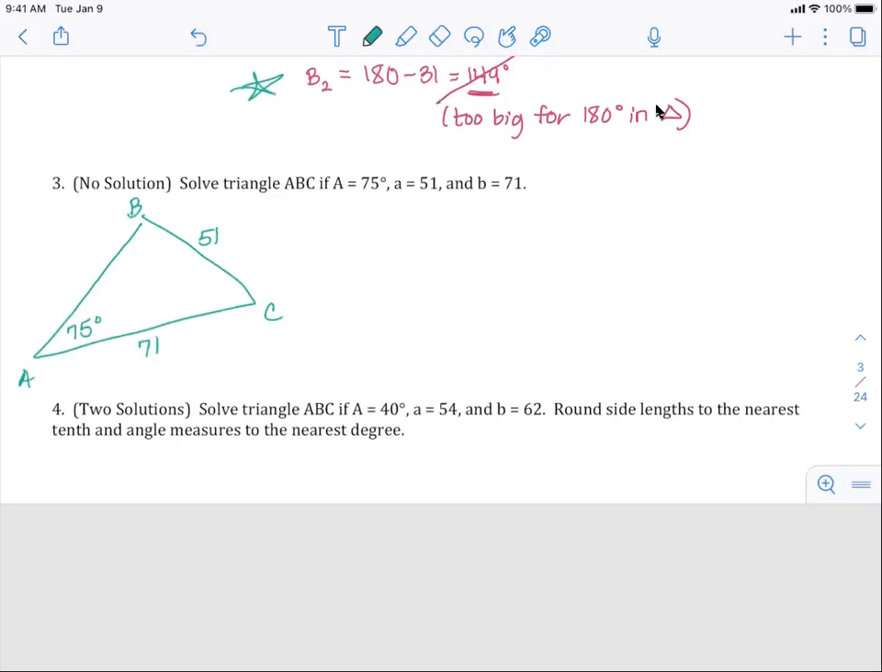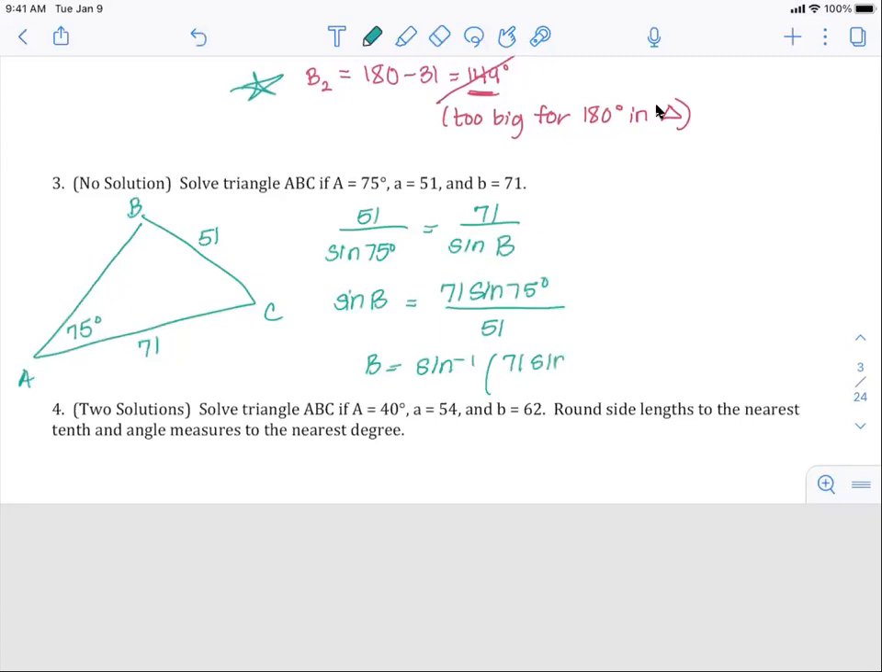So we're going to set this one up exactly the same way. We're going to say that 51 over the sine of 75 degrees equals 71 over the sine of B. We don't know what B is. So that means that the sine of B is equal to 71 sine 75 degrees over 51. And now we need to put that into our calculator, do your inverse, and see what you get.